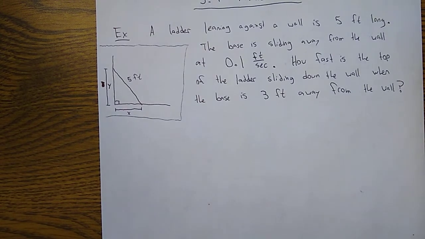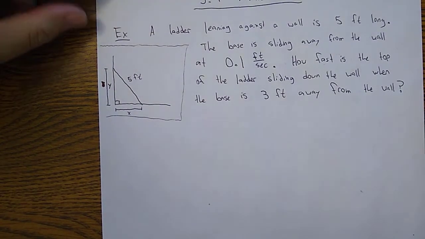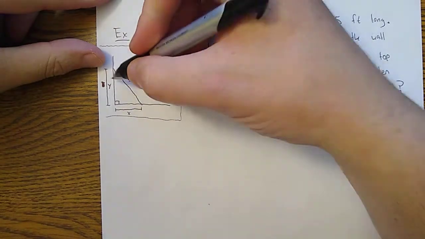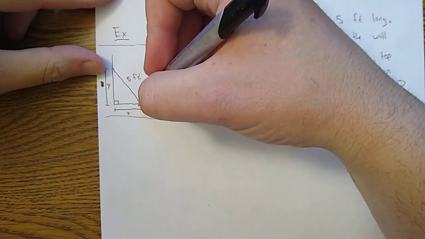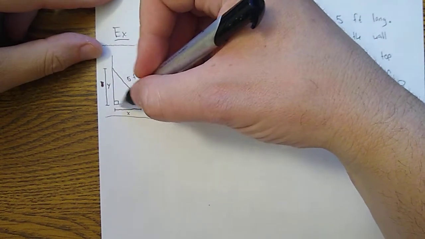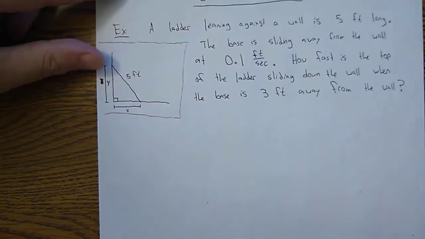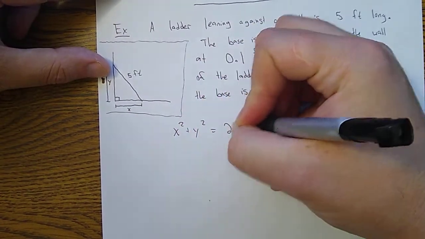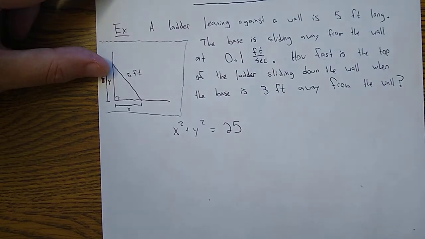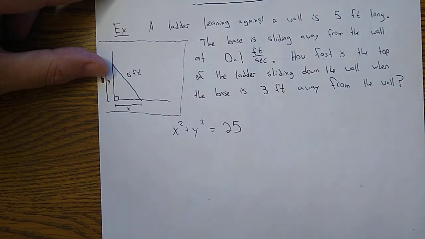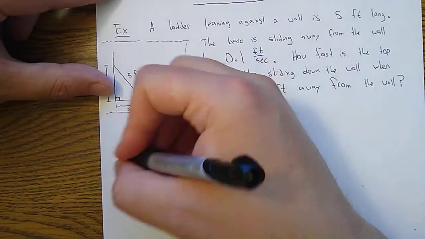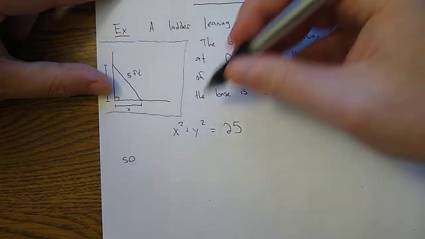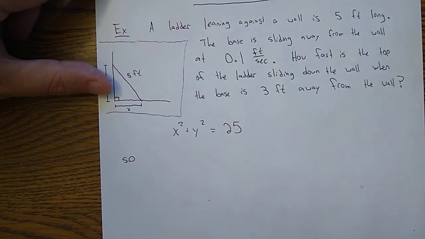Yeah, so now I write down, you have to write down some kind of equation. And since I have a right triangle and I'm talking about the sides, I'm going to use the Pythagorean theorem. So here's my equation. I'm just going to go ahead and take the derivative of both sides with respect to t.